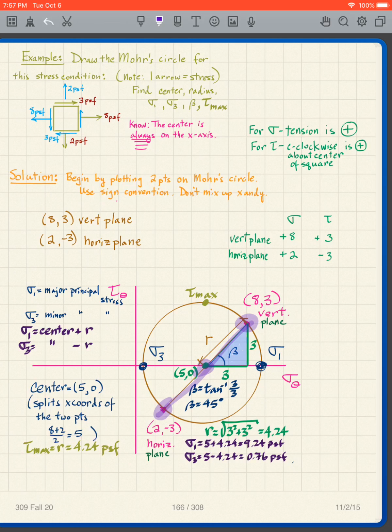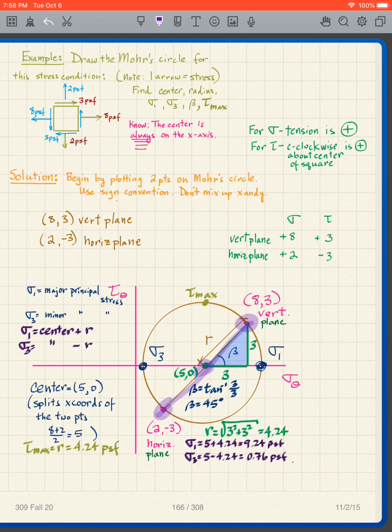The other thing that we need is this angle beta that's going to help us solve more complicated problems. And so you can see that beta is the arctangent of 3 over 3, and beta is 45 degrees. Every problem is different. We're not going to get 45 degrees for this in most cases. So that gives us all of the information that we want to get us going in the problem. We now are able to draw the circle.